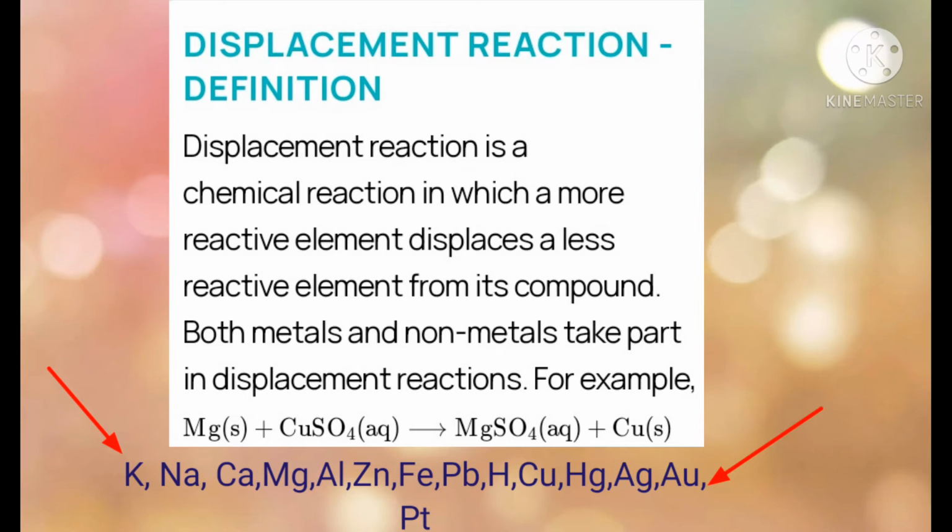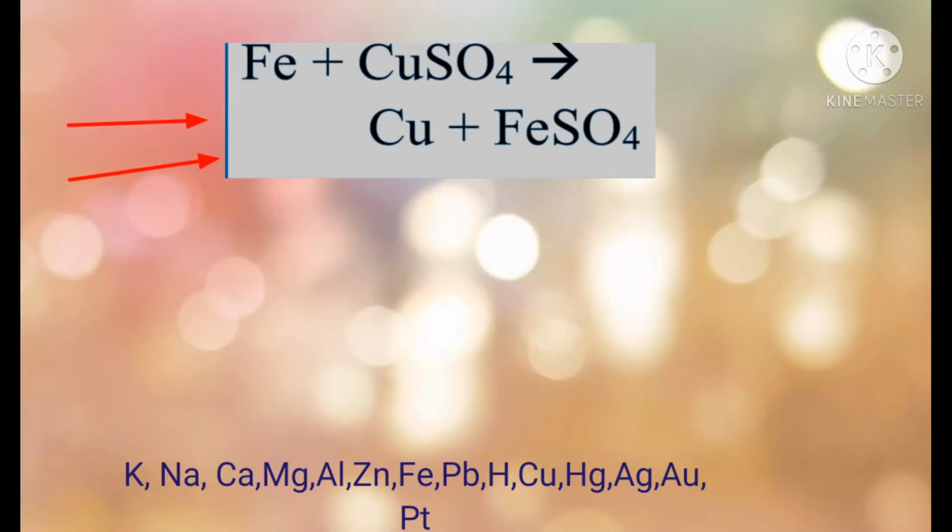What is a displacement reaction? It is a reaction in which a more reactive element displaces a less reactive element from its compound. The first example is putting an iron nail in copper sulfate solution. Iron is more reactive than copper, so the more reactive element iron displaces copper from its compound. In copper's place you write iron, so you will get iron sulfate, and copper will be displaced out as a precipitate that is reddish brown in color.